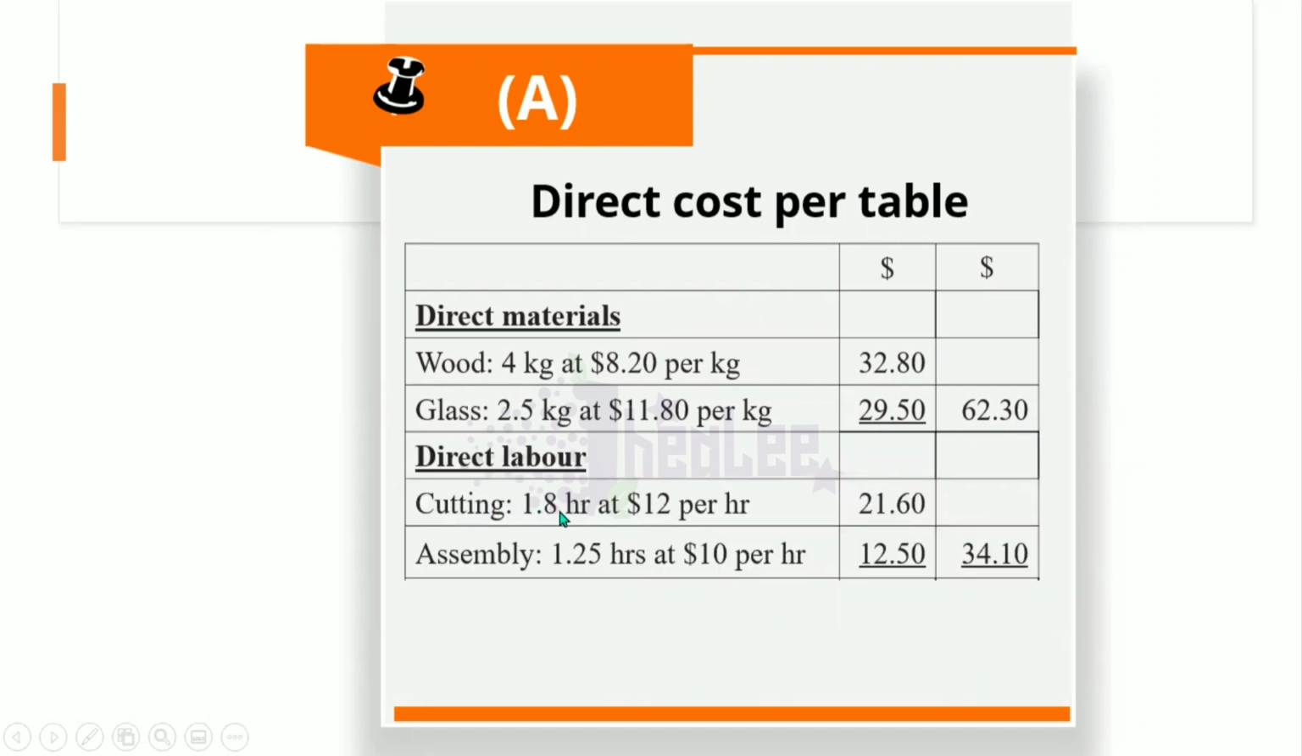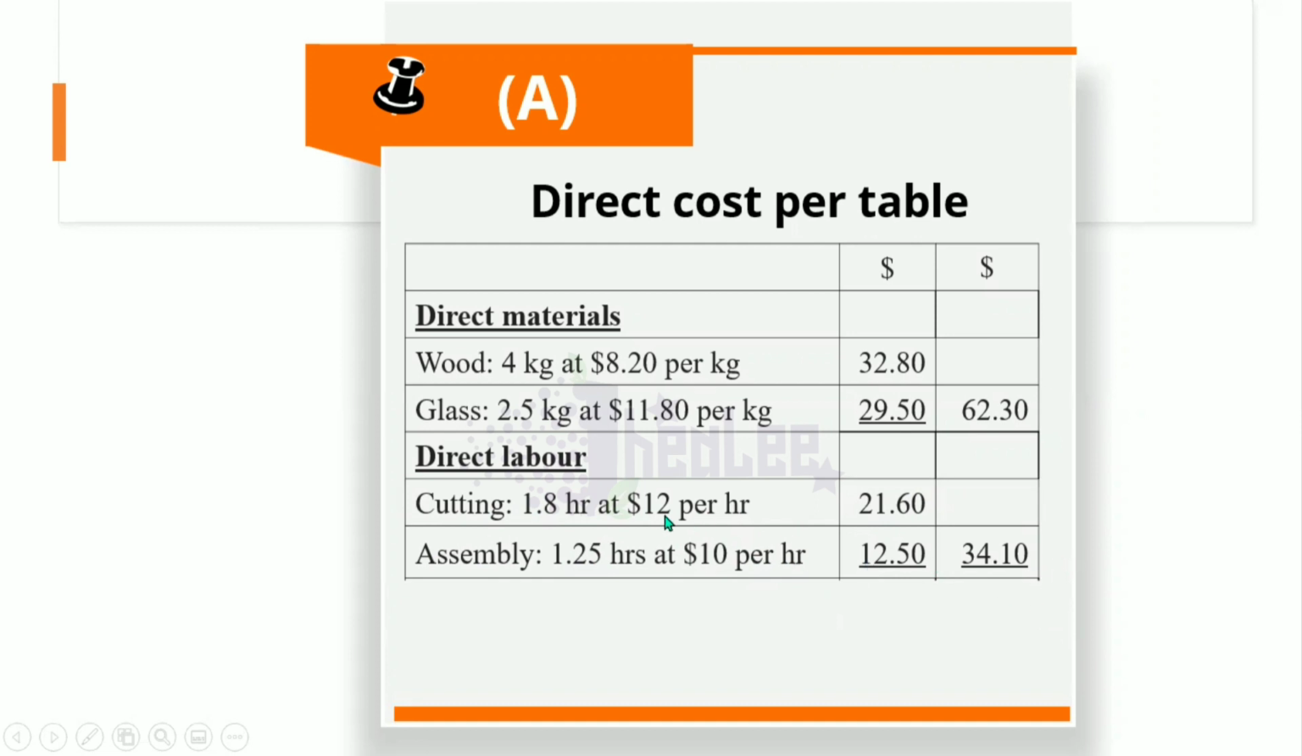To that, we're going to add our direct labor, and that is cutting. They spend 1.8 hours at $12 per hour to work on the table for cutting, and that is $21.60, which is 1.8 multiplied by 12, and that gives us $21.60. The assembly, it is 1.25 hours, and per hour it is $10. So to get the direct labor cost for assembly, it is 1.25 multiplied by 10, and that gives us $12.50.